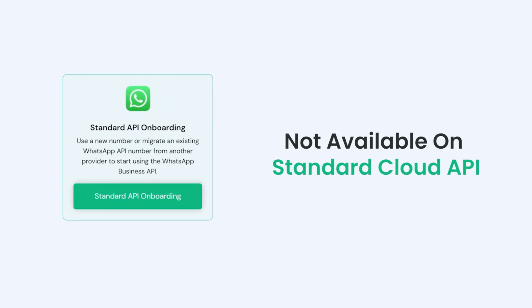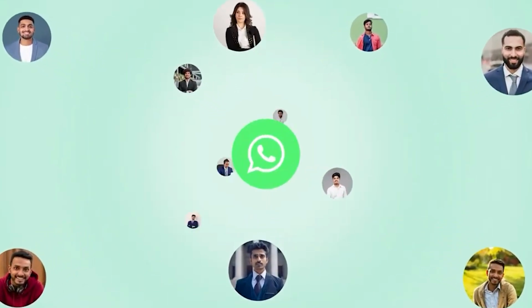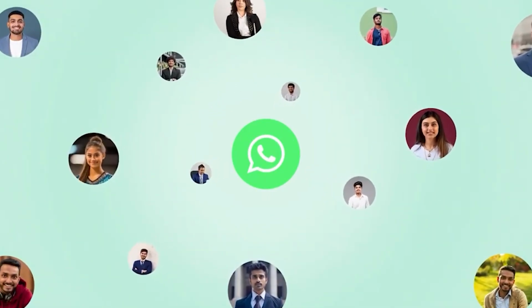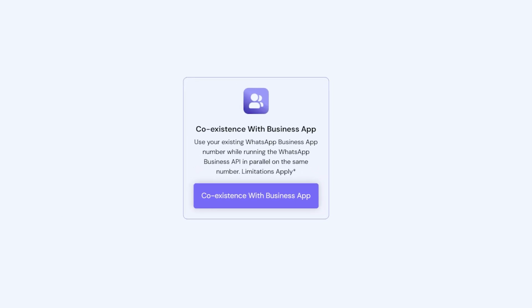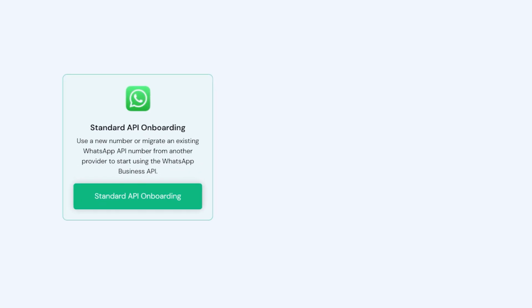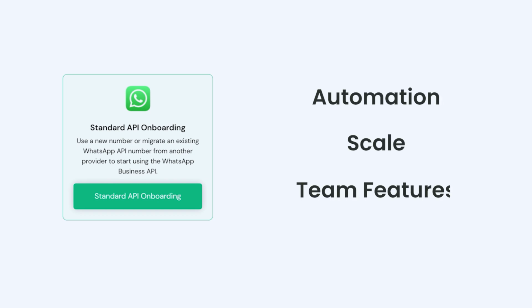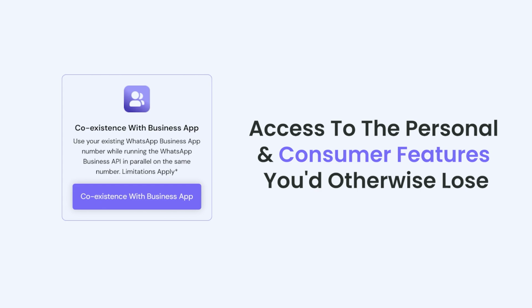Video calls. Currently not available on Standard Cloud API. With Coexistence, video calls are available, but only through the WhatsApp Business app. And finally, channels. Standard Cloud API does not support WhatsApp channels. Coexistence does, again through the Business app. So the pattern is clear. Standard Cloud API gives you automation, scale, and team features. Coexistence gives you that, plus access to the personal and consumer features you'd otherwise lose.